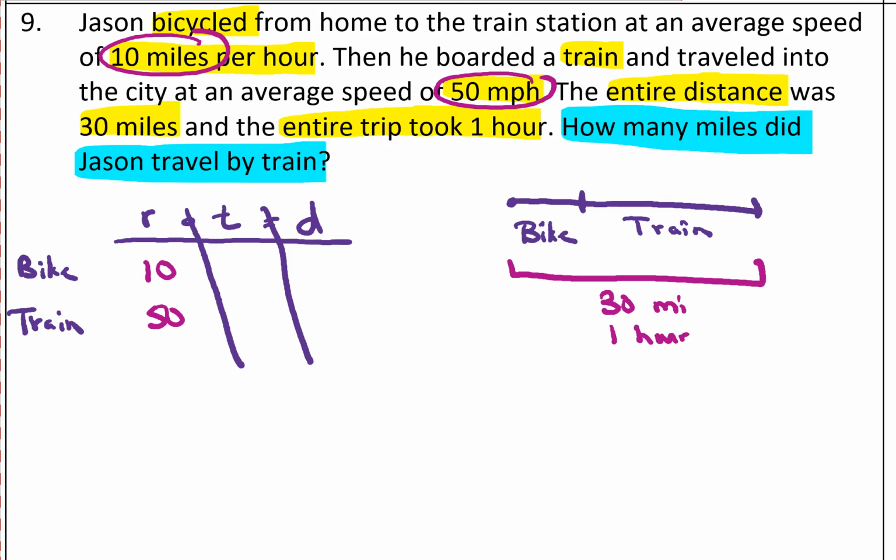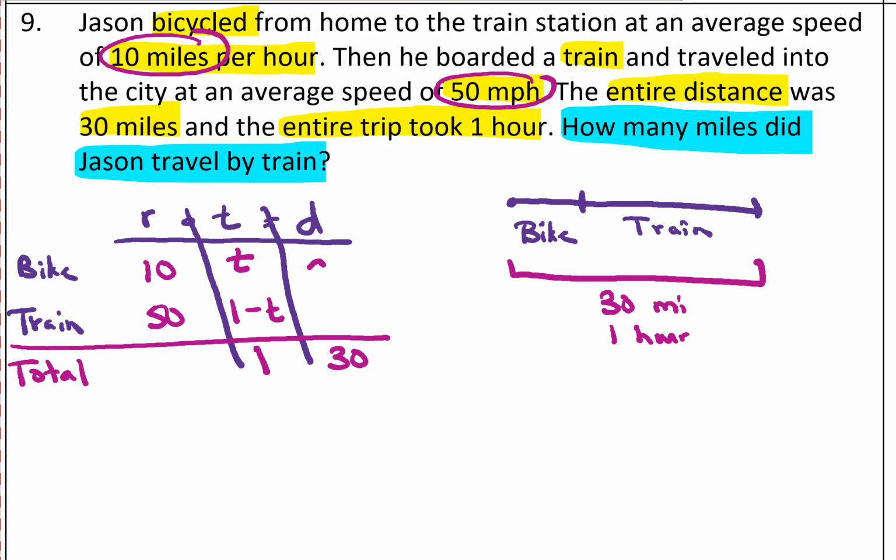So sometimes I like to put my totals down here at the bottom. So I know the total time is 1 hour. The total distance is 30 miles. Now, they don't tell us anything about the individual times or distances for the bike or train, but we can use these bottom numbers to help us figure that out. So if the bike's time is t, that means the train is whatever's left over. So that would be 1 minus t.